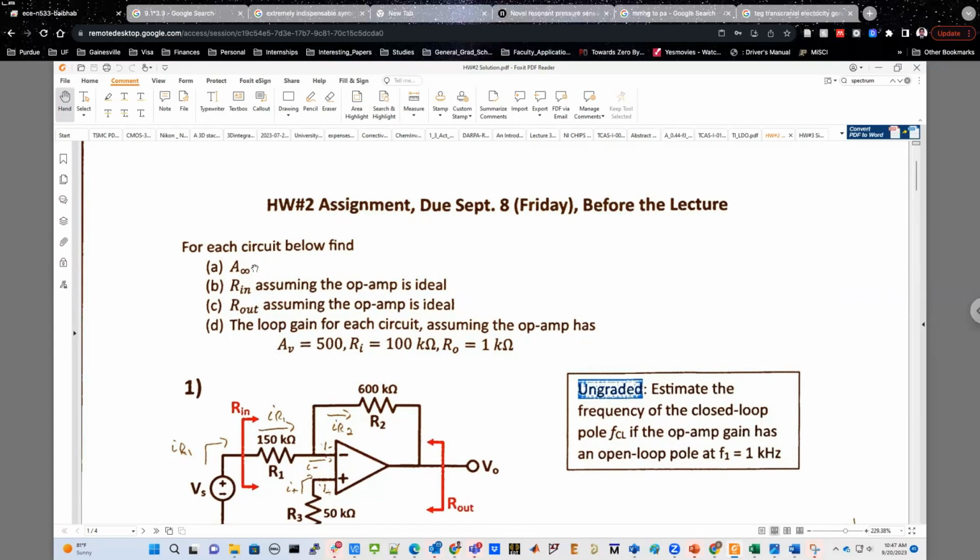Gain of the whole system, assuming that the op amp is ideal. So assuming that the op amp has an infinite input impedance, a 0 output impedance, and an infinite gain, what is the gain of the system? That's what you're required to find for A infinity. Infinity just means that the op amp has infinite gain, but the system does not, because the system can have feedback, and because of the feedback, the gain of the overall system will be less than the open loop gain of the op amp.